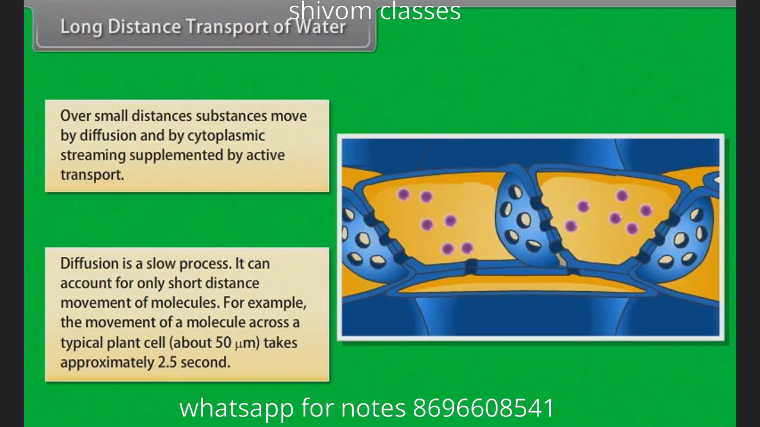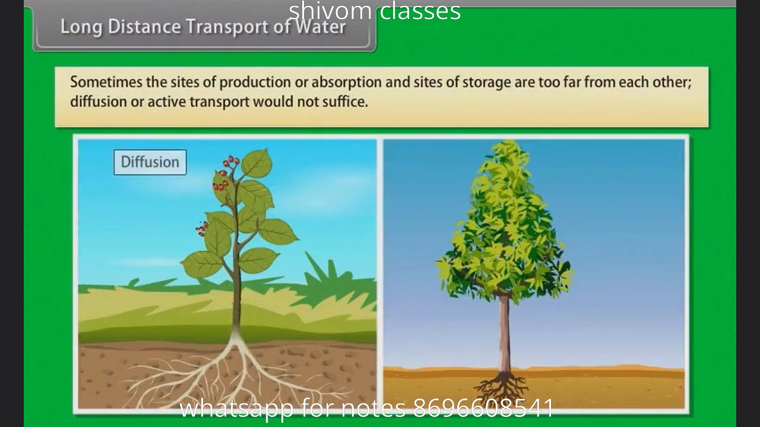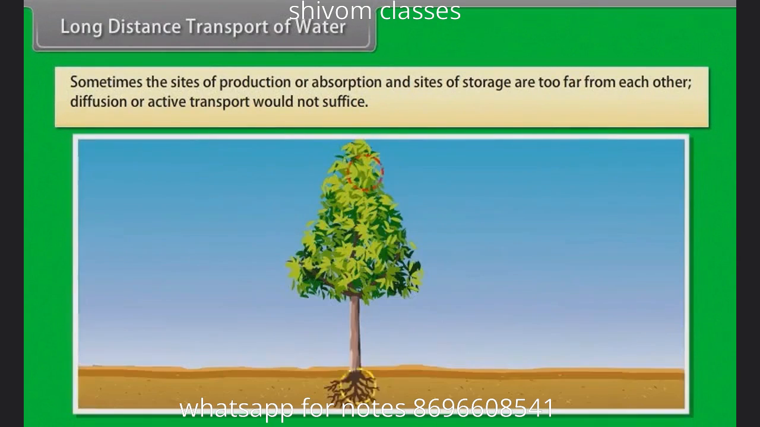Some trees are up to 50 feet tall. So think how many years it would take for the movement of molecules over a distance of 25 to 30 feet within a plant by diffusion alone? Sometimes the sites of production or absorption and sites of storage are too far from each other. Diffusion or active transport would not suffice.